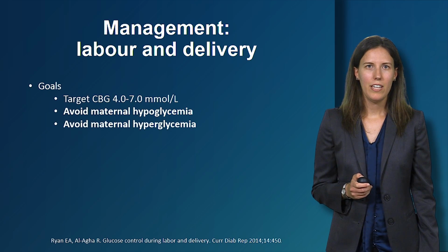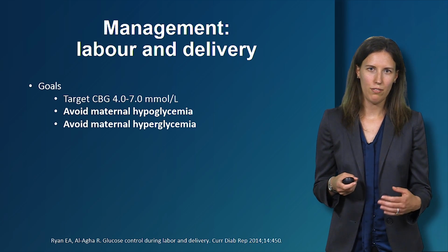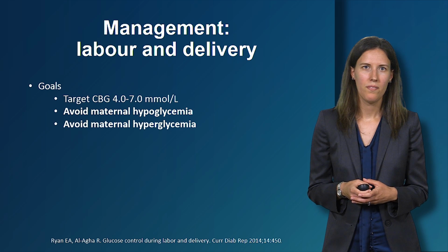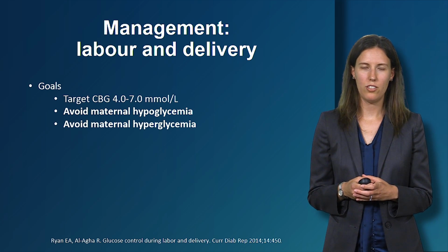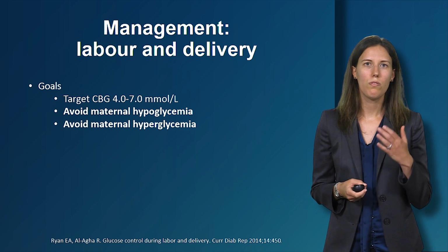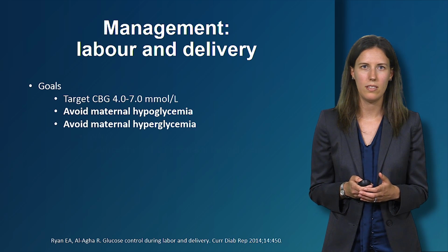In labor and delivery, the goal is to target a blood sugar between 4 and 7. These are different than the targets that we talked about for while a patient is pregnant antenatally. Why do we have this target of a blood sugar between 4 and 7 while a patient's in labor and delivery? It is to avoid maternal hyperglycemia as well as to avoid maternal hypoglycemia.